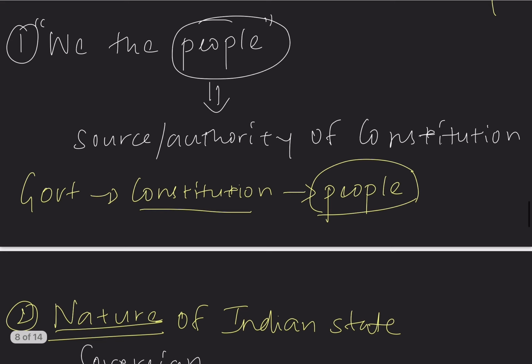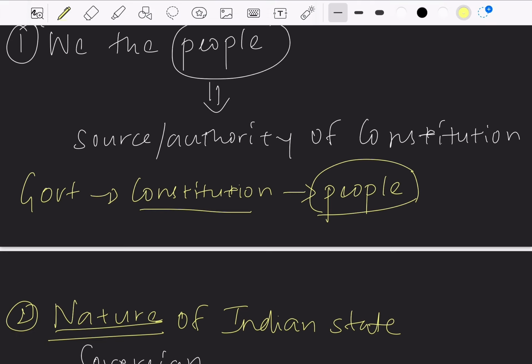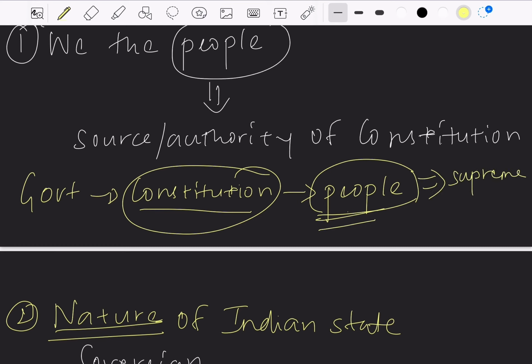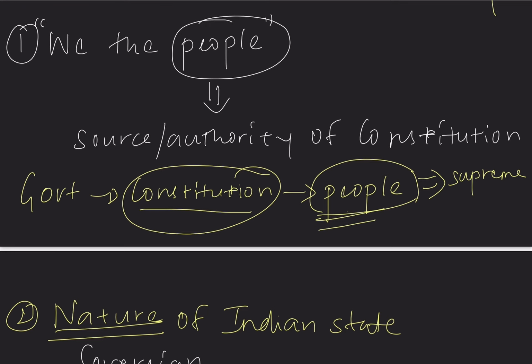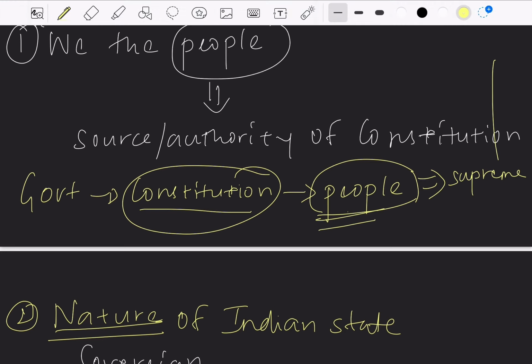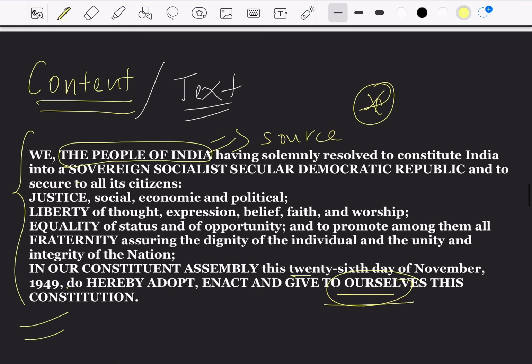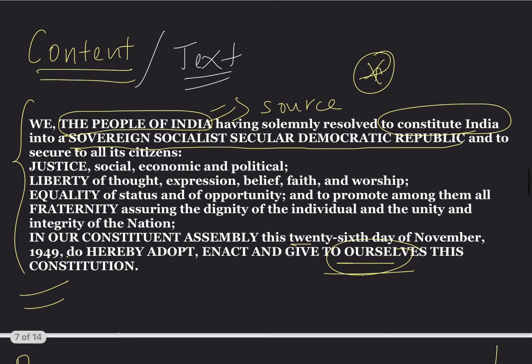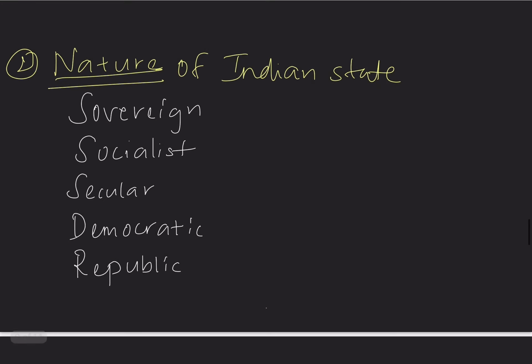For the government, we know the source of power is Constitution. Similarly, for Constitution, the source of power is people. So, people is supreme authority, or people is the supreme power of Constitution. So, the next thing, by reading preamble, we understand from the next lines. It says sovereign, socialist, secular, democratic, republic. That is, to constitute India into a sovereign, socialist, secular, democratic, republic. So these lines tell the nature of Indian state. So the next point we understand is the nature of Indian state.